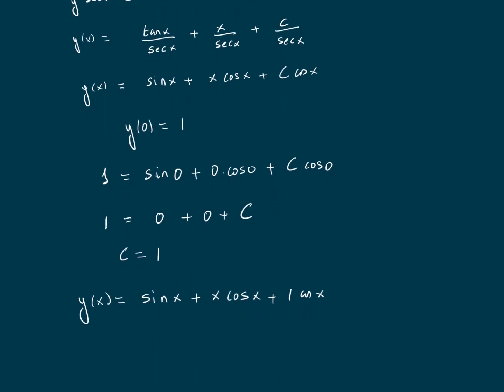And sine of 0 is 0, and 0 times cosine of 0 is 0, because cosine of 0 is 1, but 1 multiplied by 0 is 0. So we finally found c equal 1.